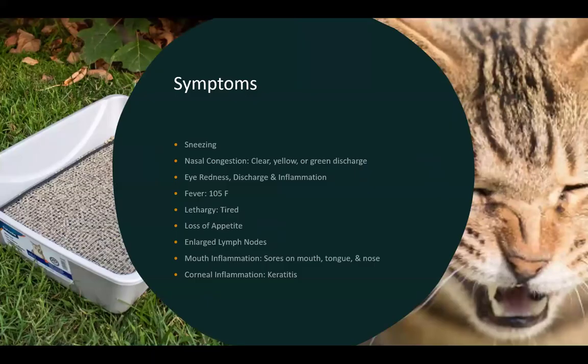So symptoms of feline rhinotracheitis are sneezing, nasal congestion. It could be clear, yellow, or green discharge, eye redness, discharge and inflammation, fever of 105, lethargy, loss of appetite, enlarged lymph nodes, mouth inflammation, such as sores on the mouth, tongue, or nose, and then corneal inflammation, which is keratitis. I think it means inflammation of the cornea.